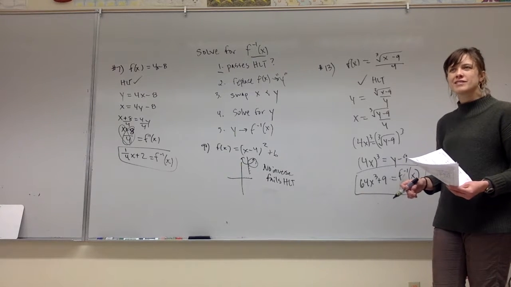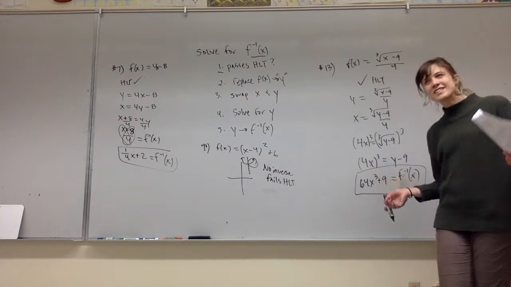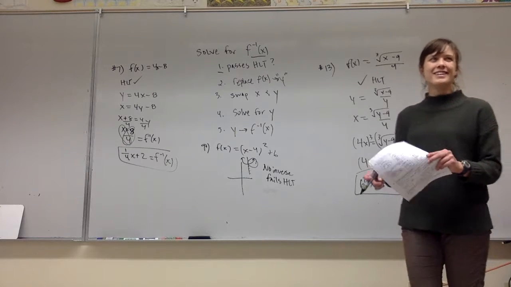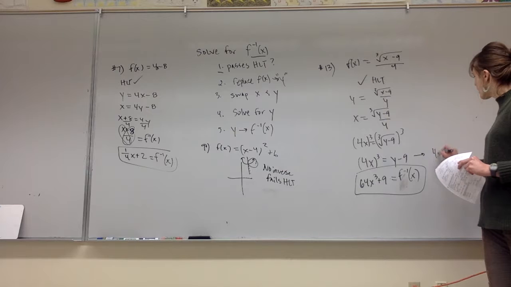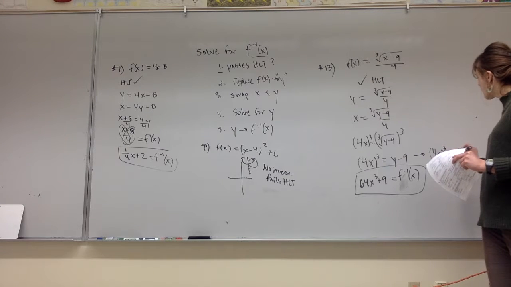Pretty good? Kinda? A little shruggy? So this would become 4x cubed plus 9 equals y. I'd accept either of these.